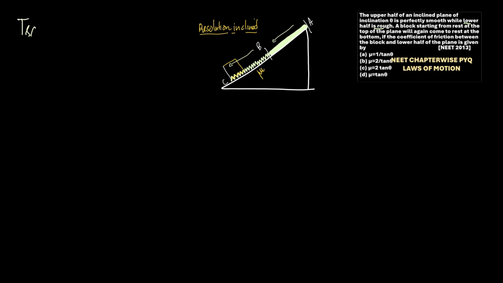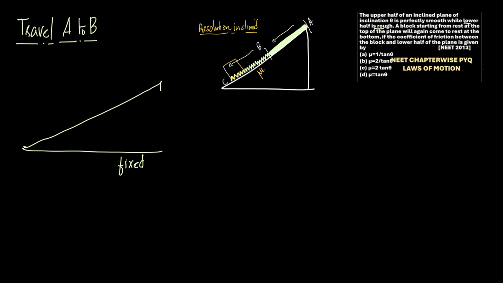Travel of the body from A to B. So this is the body here. This is the fixed plane, the inclined plane. The angle is theta. The object is kept here. We are talking only about the smooth plane.